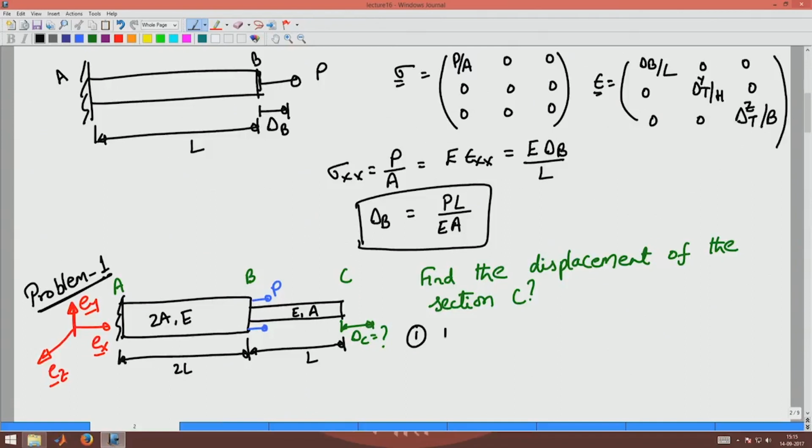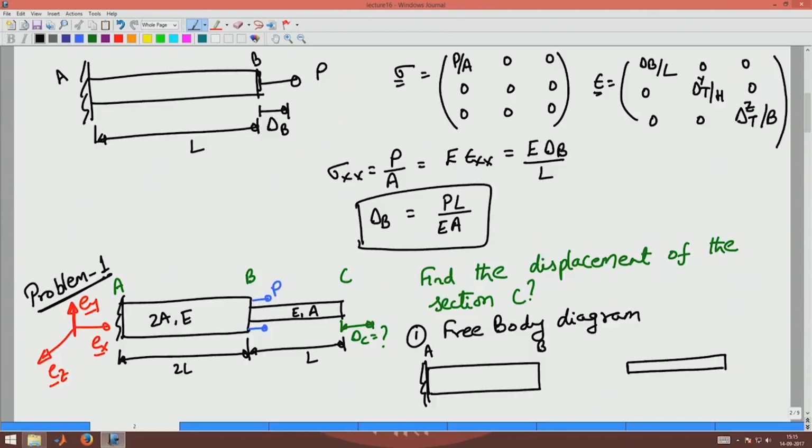First step is to draw the free body diagram of the respective axial members. The two axial members are AB and BC. Since there is no force acting at C, there will not be any force acting at B either, whereas here there is a force P acting here, there is a force P acting there.